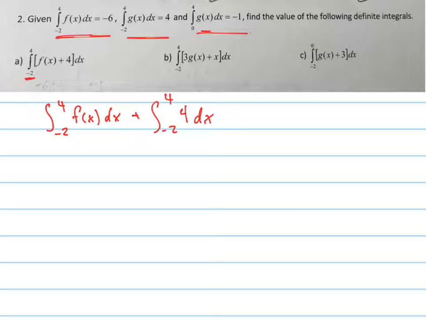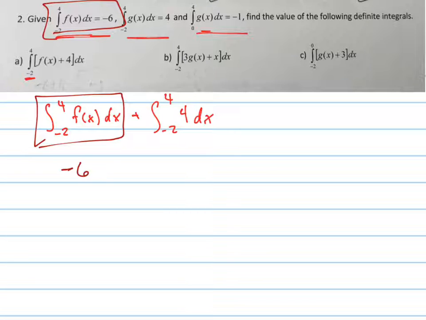And now this first one here, we know what that equals because it's right here. So that just equals -6, right? And this one, we have to actually do a little bit of calculus. Or you can just think about what this is saying, and you remember what you learned about the area. Yeah, it's the area underneath the curve.